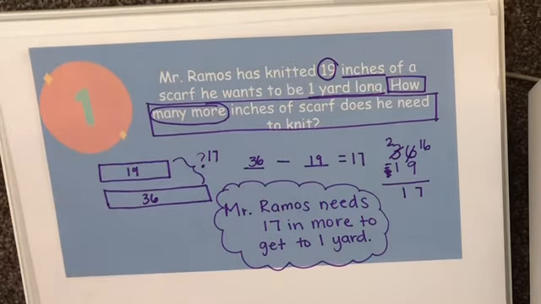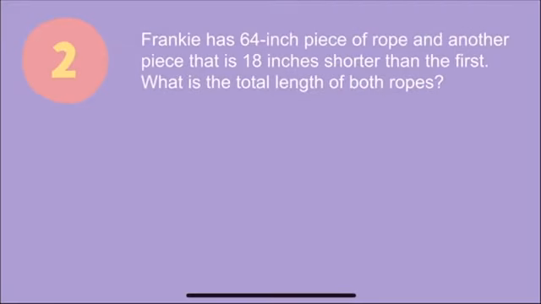All right, y'all. Now we're moving on to the next question. Let's see how hard this one's going to be. Whew. Problem 1 was easy breezy, lemon squeezy. Bring it on, problem number 2. All right, problem number 2 goes as follows. Frankie has a 64-inch piece of rope and another piece that is 18 inches shorter than the first. What is the total length of both ropes? Huh, you're not going to trick me. I got this. Let's go solve it, y'all.